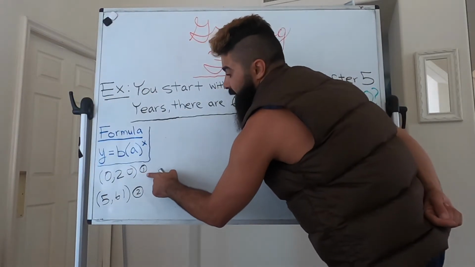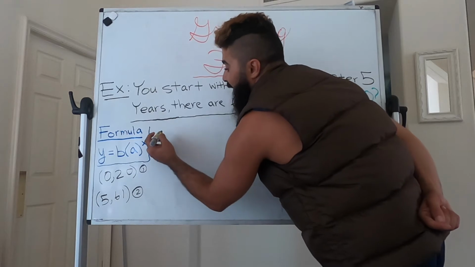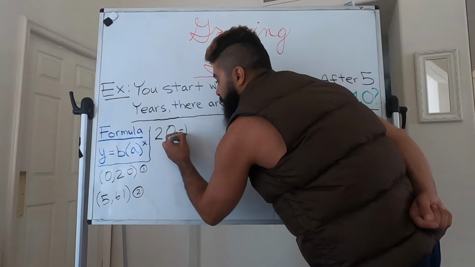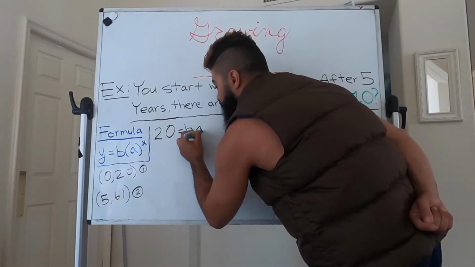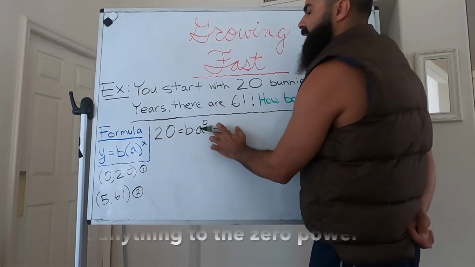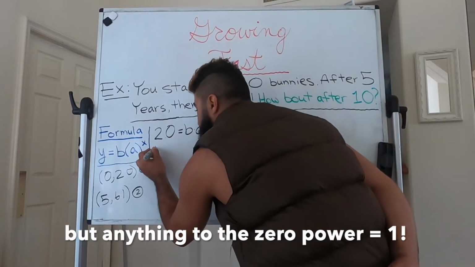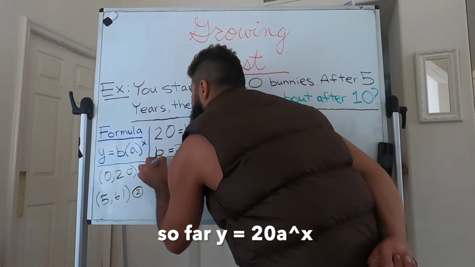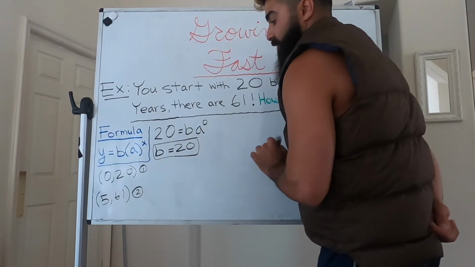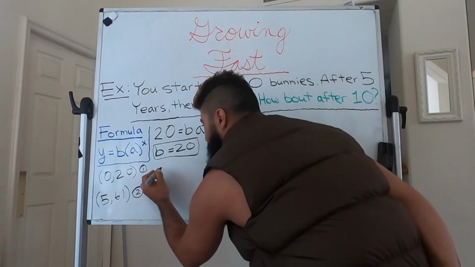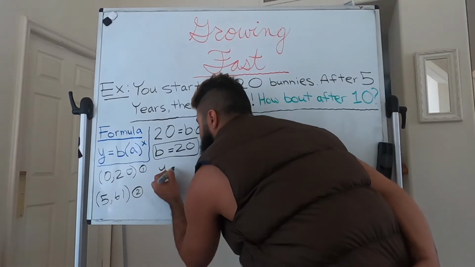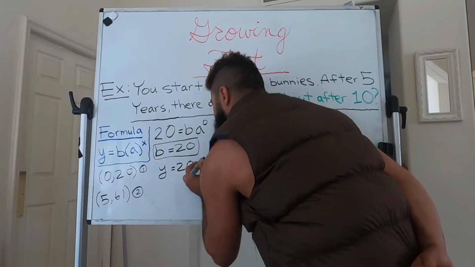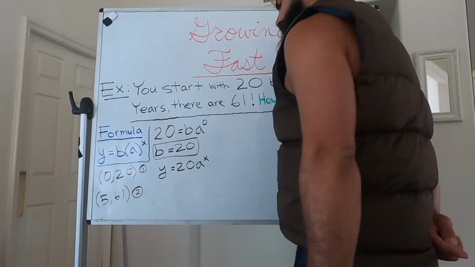So point 1 tells us that y equals 20 when x equals 0. So that's 20 equals b times a to the 0. Anything to the 0 is 1, so we can conclude b is equal to 20. I'm going to go ahead and box this really quick because we need this piece of information. So far we have something that looks like this: y equals 20 a to the x. We still would like to find a.